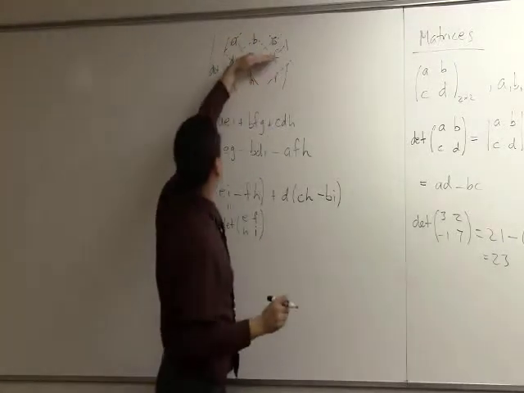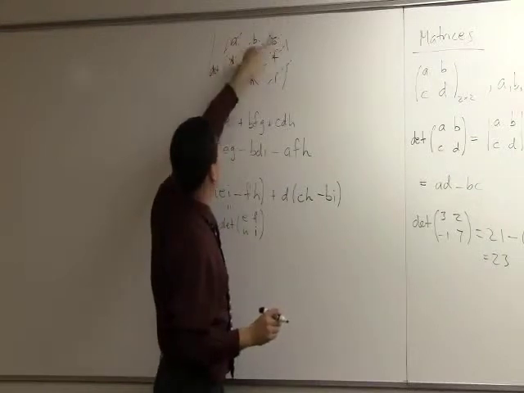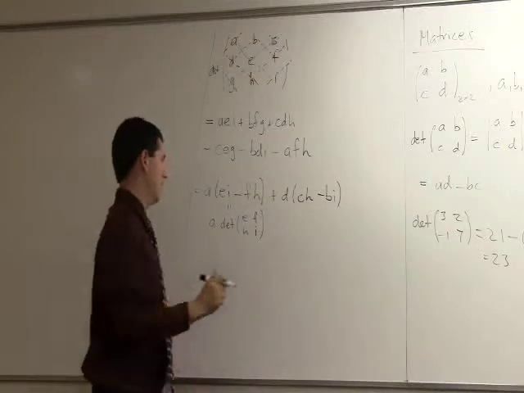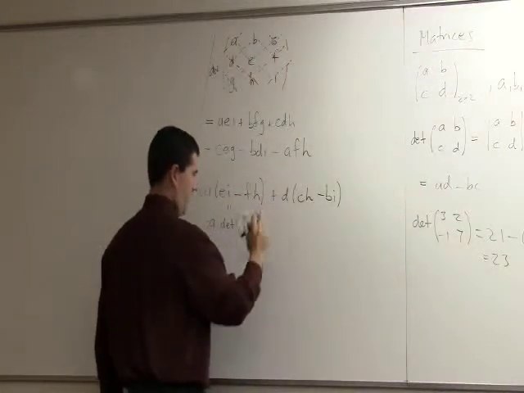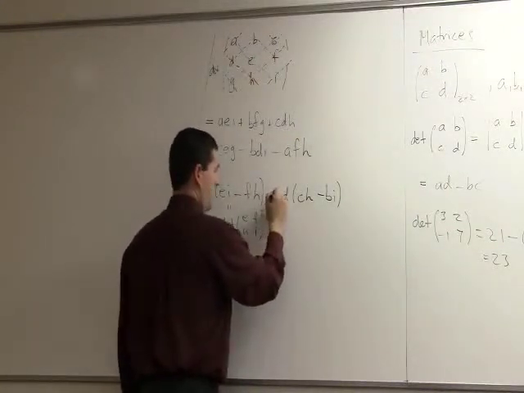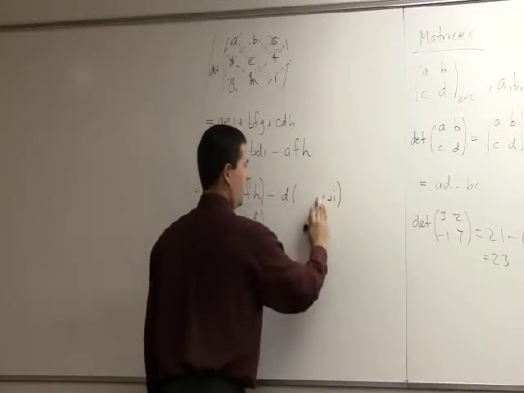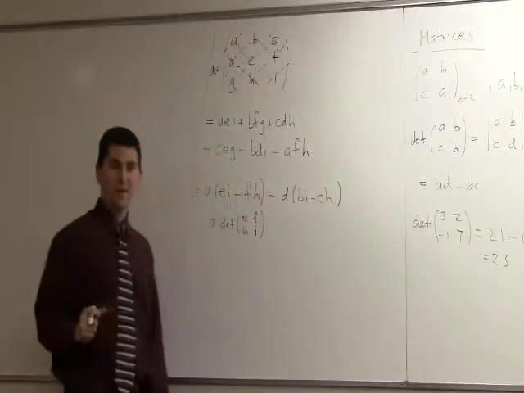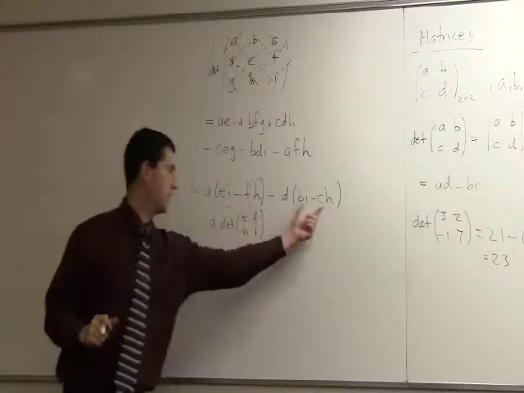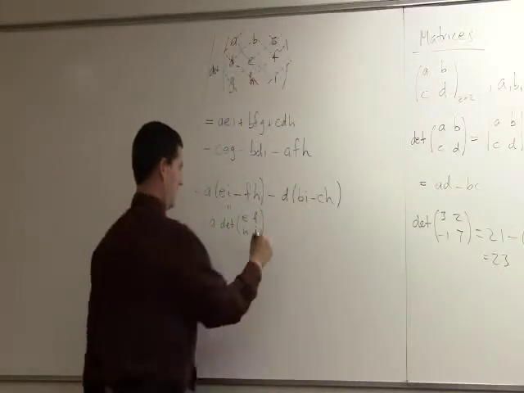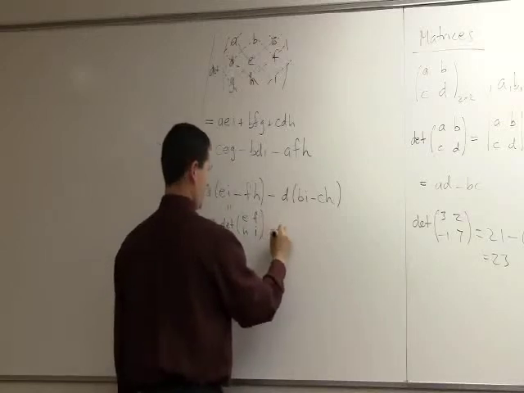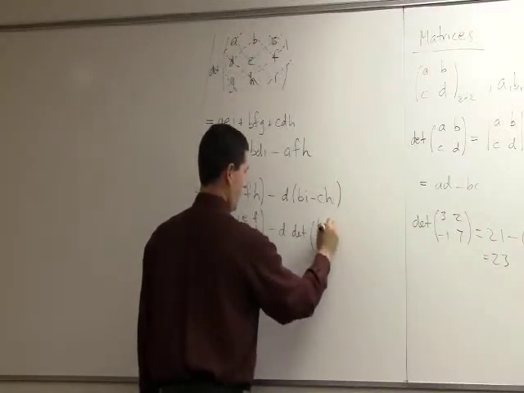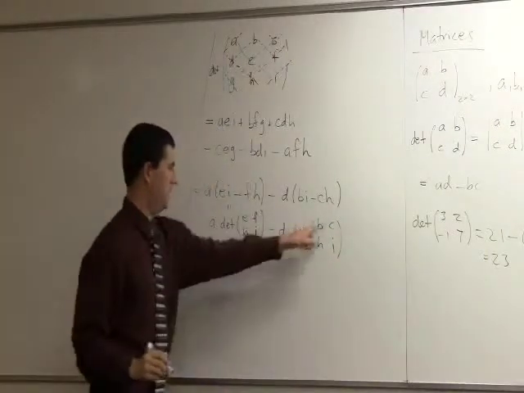All right, if you just forgot about this row here, BI minus CH, it's going the wrong way. So what I could do is instead write this as minus (BI minus CH). Okay? I've just reversed the order here. And now this is minus D times the determinant of B, C, H, I.